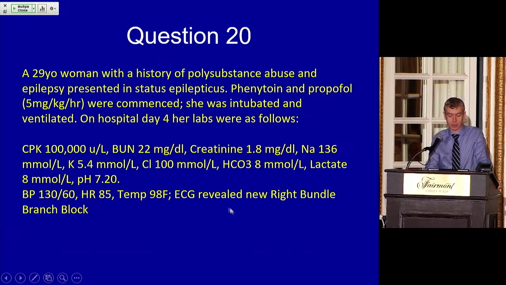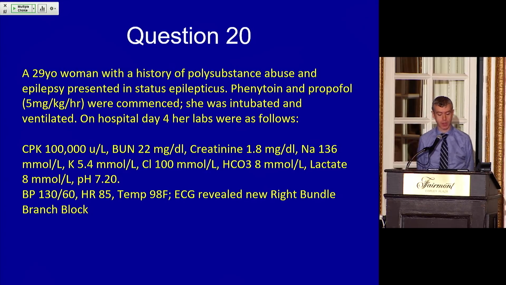So we've got one final question. A 29-year-old woman with a history of polysubstance abuse and epilepsy presents in status epilepticus. Phenytoin and propofol at 5 mg per kilo per hour were commenced. She was intubated and ventilated. On hospital day 4, her labs were as follows.